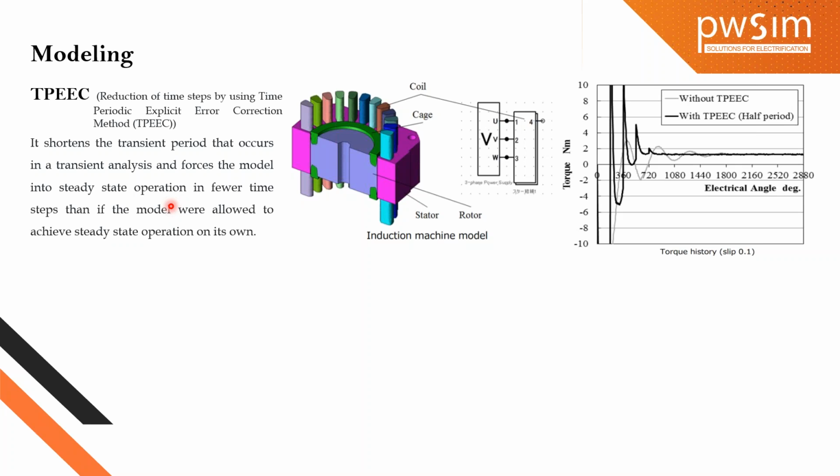In the induction machine, because of the eddy current phenomena, the time taken to get the steady state curve will be longer. To avoid that, using TPEC, by correcting the frequency and the number of cycles, we can correct the previous calculation and achieve the results in a shorter time and get the steady state curve. That is the benefit of this TPEC function in the JMAG Designer solver.